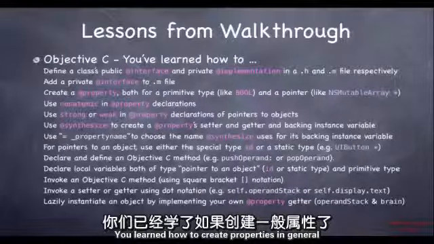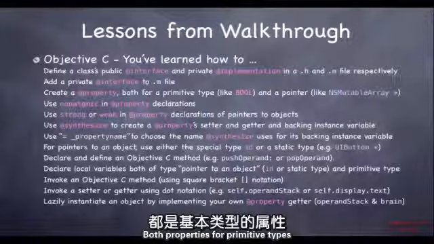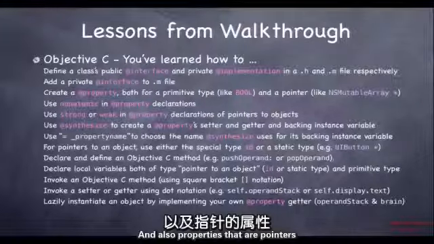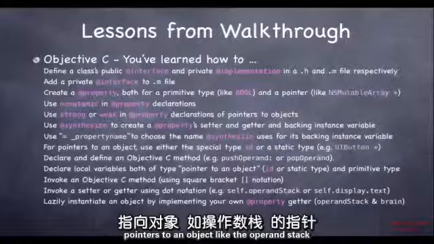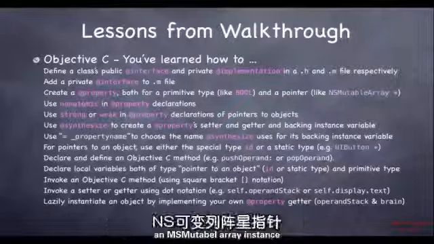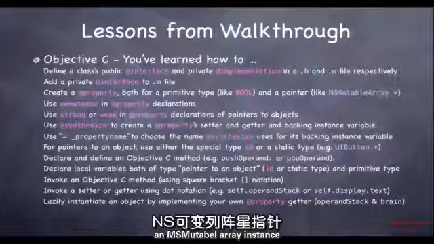You learned how to create properties in general, right? Both properties for primitive types, like users in the middle of entering a number, which was a bool, and also properties that are pointers, right? Pointers to an object like the operand stack. That was an NSMutableArray star, a pointer to an NSMutableArray instance.